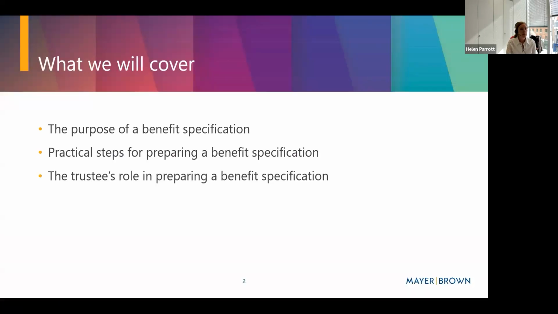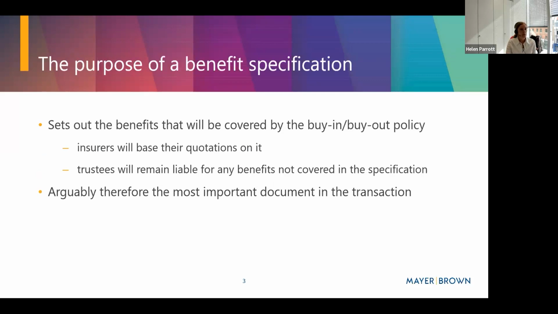So off we go. This slide sets out what we will cover today, which is the purpose of a benefits specification, practical steps for preparing one, and the trustee's role in preparing one. So let's start with the purpose of a benefits specification. Well, it's to set out the benefits that will be covered by the buy-in, buyout policy. Why is that important? Well, insurers will base their quotations on it, and trustees will remain liable for any benefits not covered in the specification. So arguably, it's the most important document in the transaction.